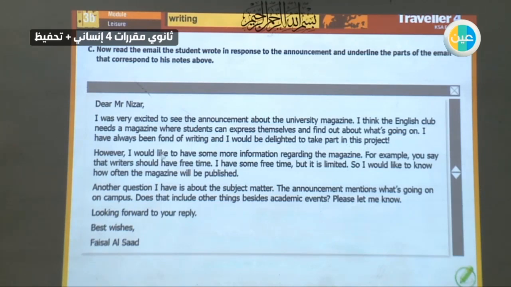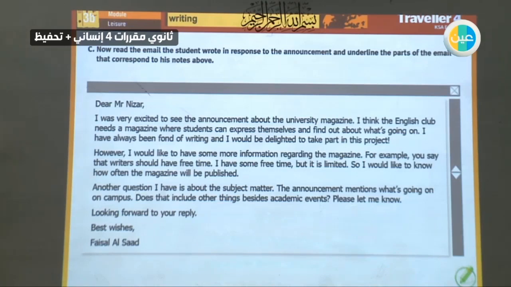However, I would like to have some more information about the magazine. He needs some information. For example, you say that writers should have free time. I have some free time. I don't have a lot of free time, but it is limited. So I would like to know how often the magazine will be published.